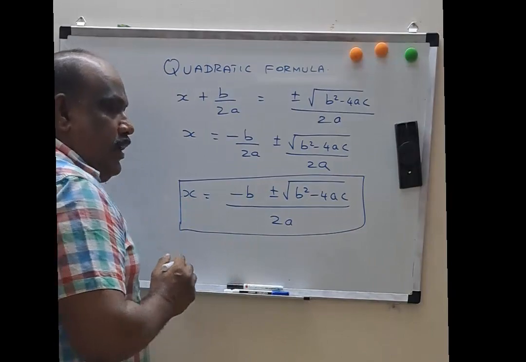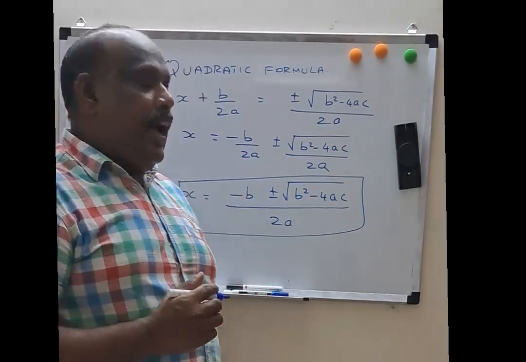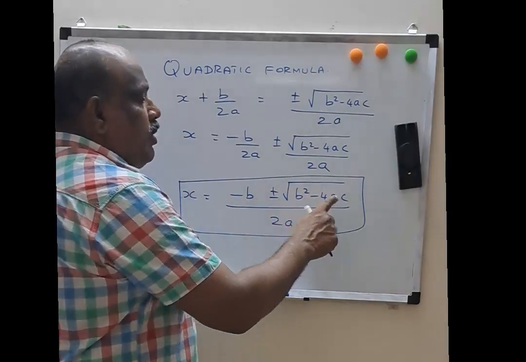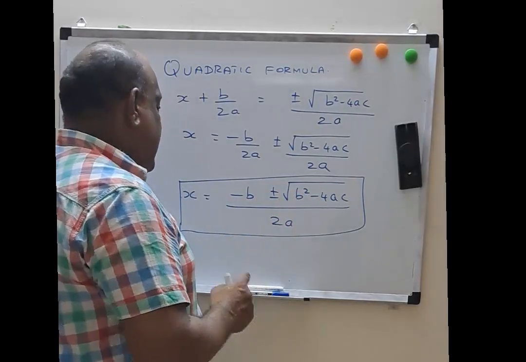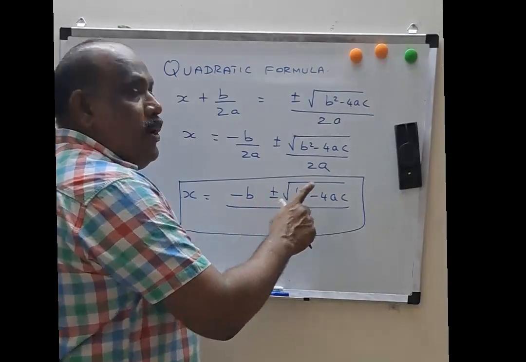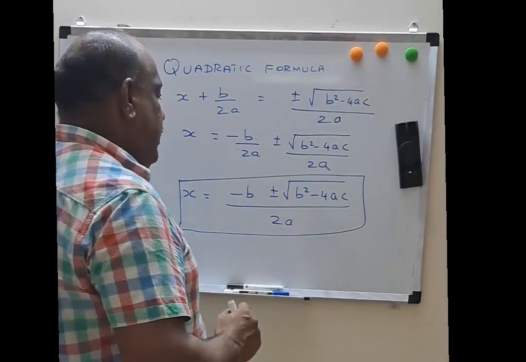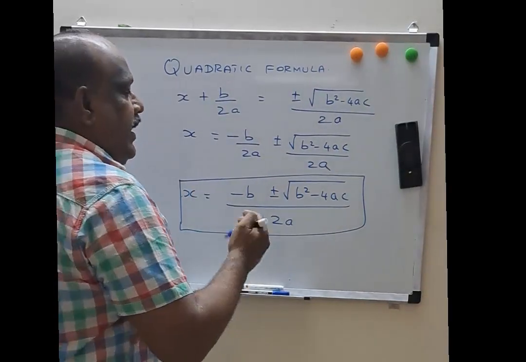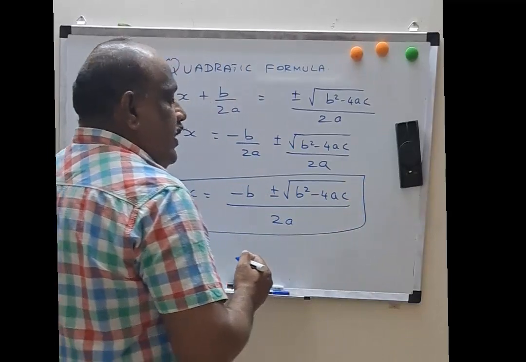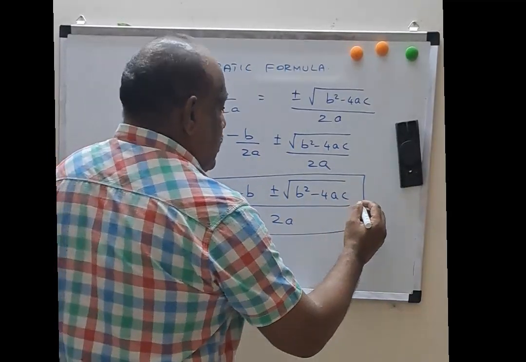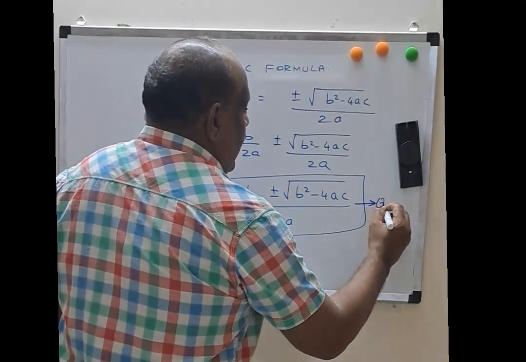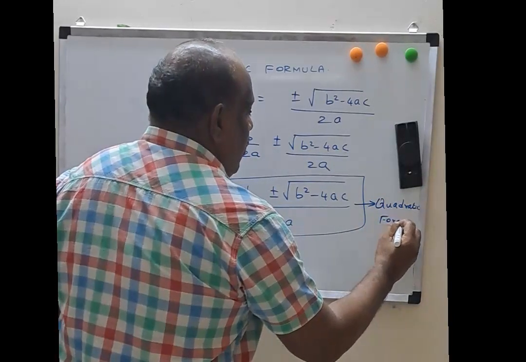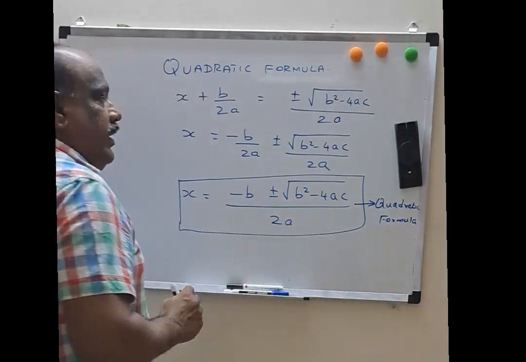Now, how many values of x do we have? We will have two values of x. One is x equals minus b plus square root of b squared minus 4ac, all divided by 2a. And the other is minus b minus square root of b squared minus 4ac, divided by 2a. Those are the two roots of x which will make y equal to 0, and hence these are the roots of the given quadratic equation. This is called the quadratic formula. We have derived the quadratic formula by which we can find the value of x.